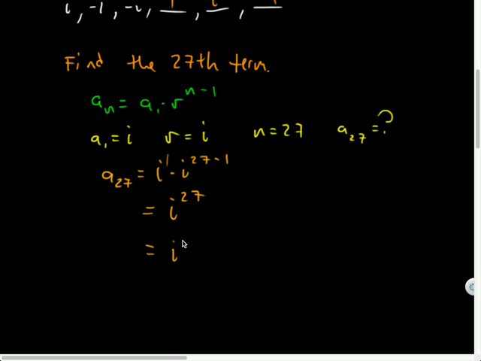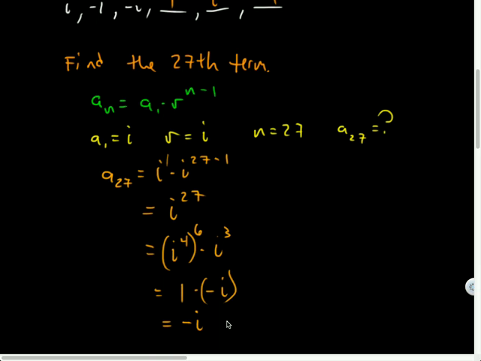Then I would break 27 up into i to the fourth. How many times does 4 fit into 27? I believe 6 times, with a remainder of 3. 4 times 6 is 24, plus 3, 27. i to the fourth is 1, 1 to the sixth is 1. So 1 times i to the third, which is negative i. So we'd have negative i as our answer.